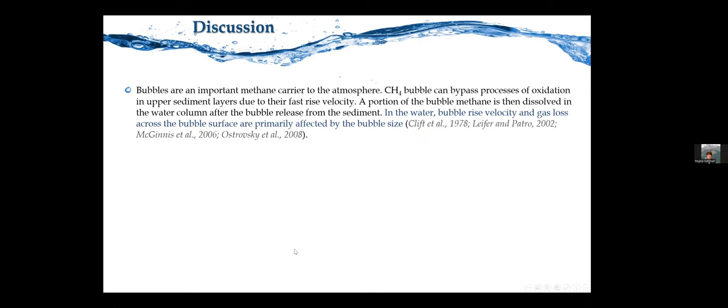Okay, and now I will discuss the reasons and other issues as well. So the discussion on this kind of simulations. As you know, and as I discussed previously, bubbles are important methane carriers to the atmosphere because bubbles, in contrast to the dissolved methane, can bypass oxidation in the upper sedimentary layer due to their fast rise velocity. A portion of the methane bubbles is released to the water column and advances within the water, and part of the methane is dissolved. This gas loss in the water column depends primarily on the bubble size.